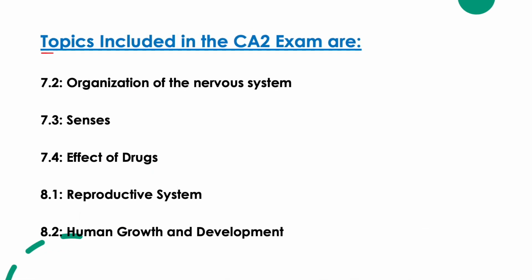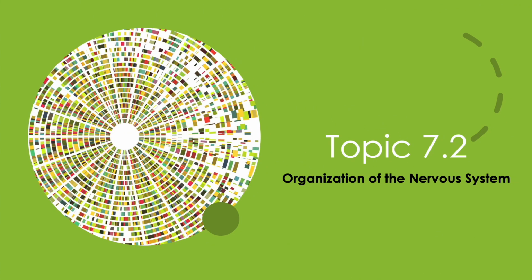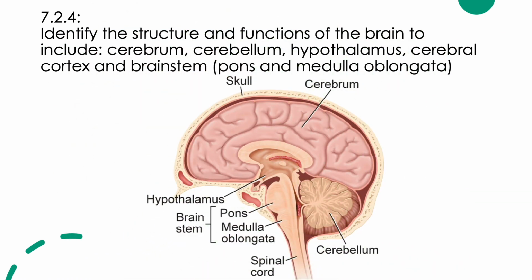The topics included in the CA2 exam are 7.2 Organization of the nervous system, 7.3 Senses, 7.4 Effects of drugs, 8.1 Reproductive system, male and female, and 8.2 Human growth and development. So first of all, let us go through topic 7.2 Organization of the nervous system. In this topic, we have specific KPIs to go through.